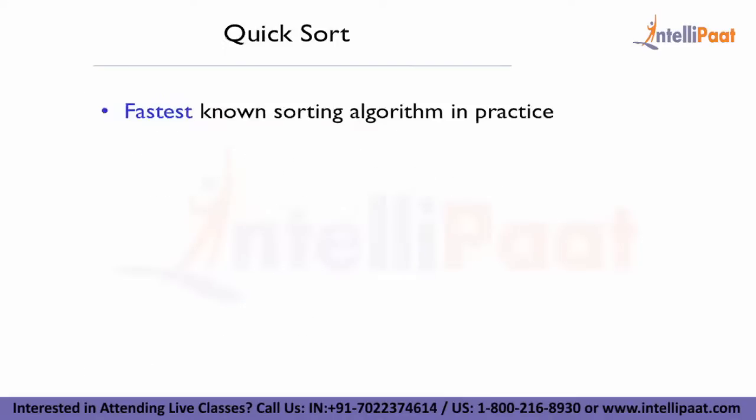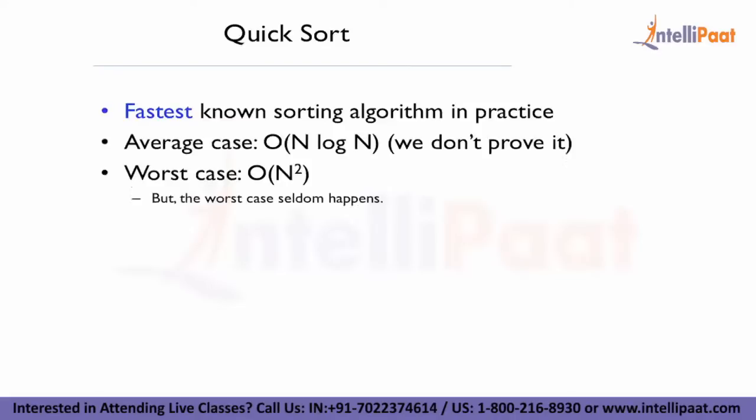So quicksort. Quicksort is the fastest known sorting algorithm in practice. That is why it is named quicksort. The average case of quicksort is O(n log n). Worst case is n square. But the worst case is very rare to happen. On an average, quicksort can sort our elements in n log n time.